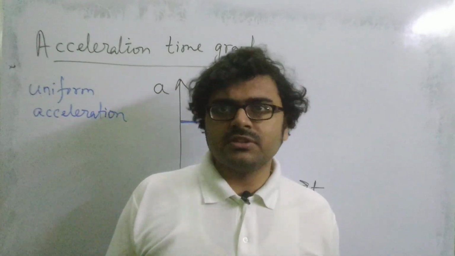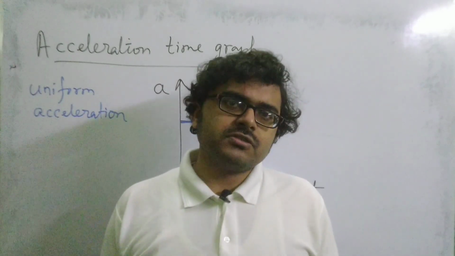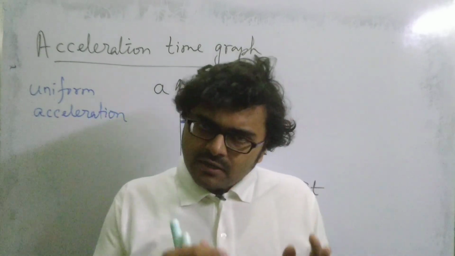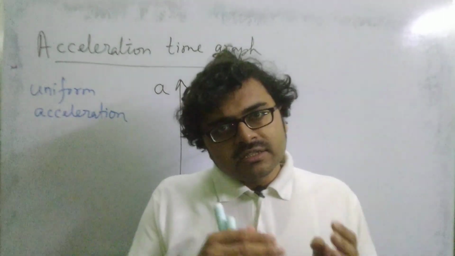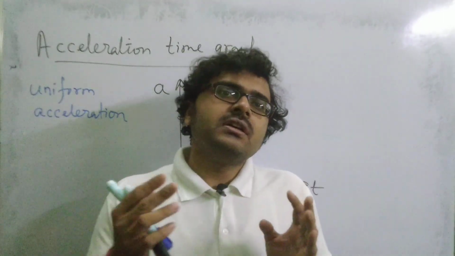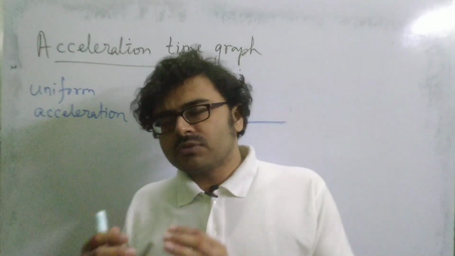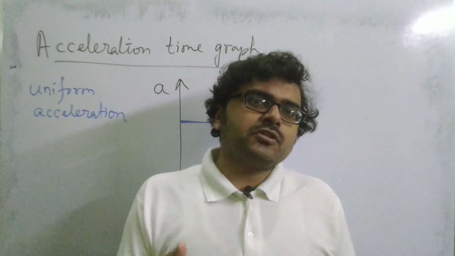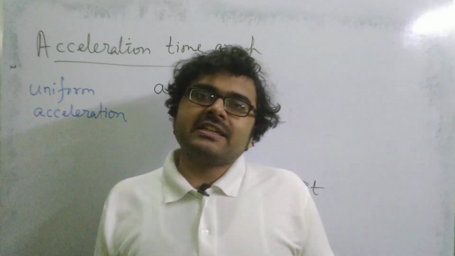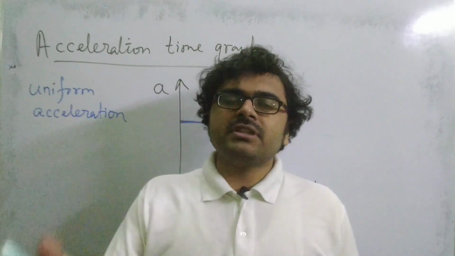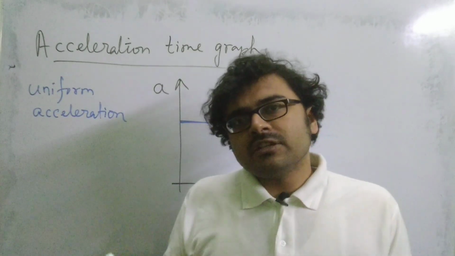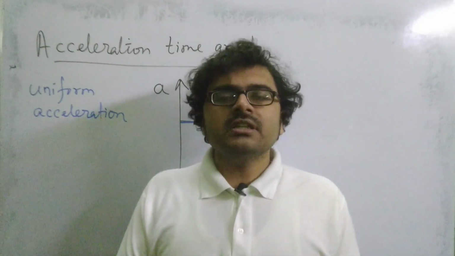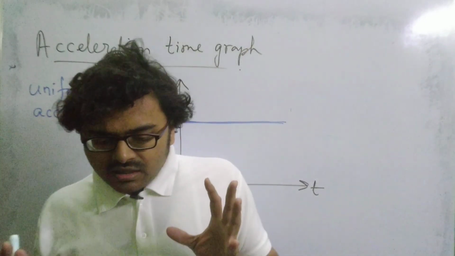So if we start from 0 at time t equals 0, what happens? After 1 second the velocity will be 2 meter per second. After 2 seconds it will be 4 meter per second. After 3 seconds it will be 6 meter per second. At the 4th second it will be 8 meter per second. At the 5th second it will be 10 meter per second. So like this the velocity keeps on increasing for each second that we add on. Okay, so this is the entire concept.